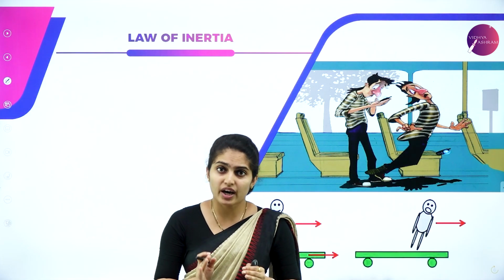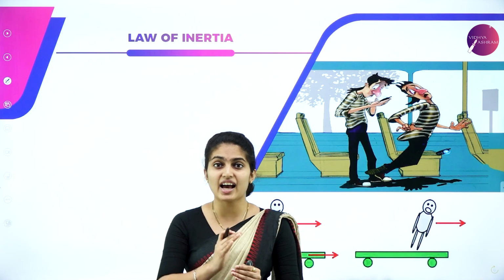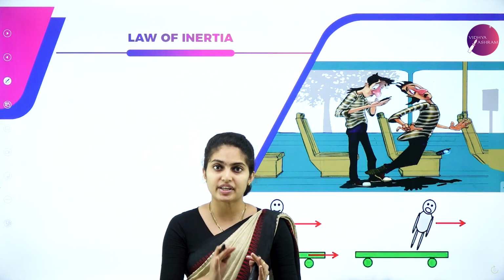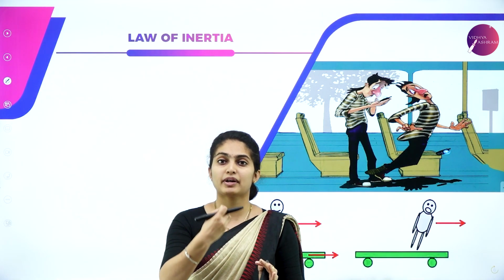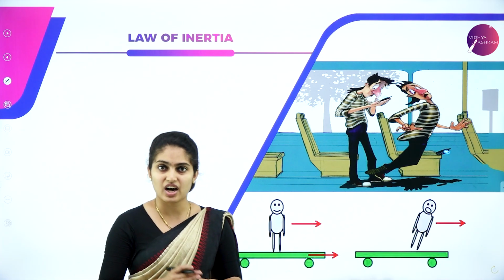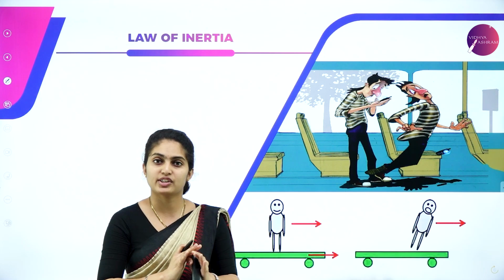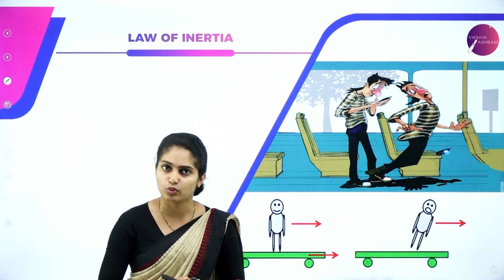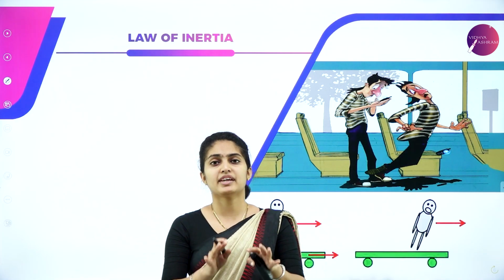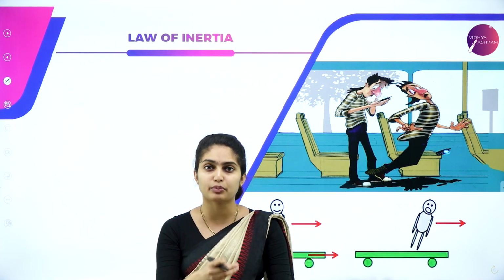That means you are an object. An object will be at rest until an external force is acted upon it. That means you are at rest until the force is exerted by the bus on you. So that concept is called inertia. Until a certain force is exerted on you, you will be at rest or in uniform motion. If you are in uniform motion, you keep on being in uniform motion until an external force comes and disturbs you, right?